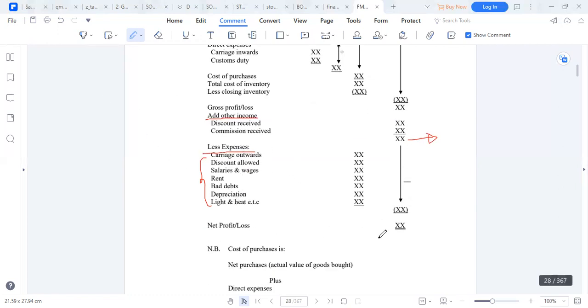Then we go to our total expenses, which we subtract from the other income. So when we subtract our total expenses from the other income, we get our net profit. So now this is what we call the income statement. So if our expenses are more than the gross profit, we will call that what? Our net loss. But if our expenses are less than our gross profit, we'll call that a net profit.